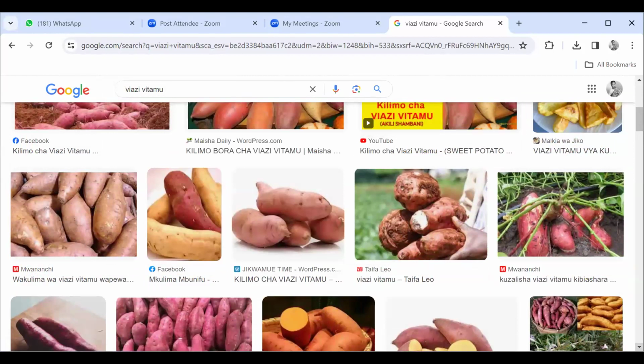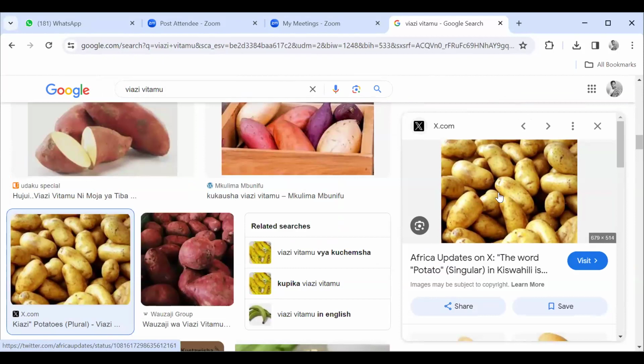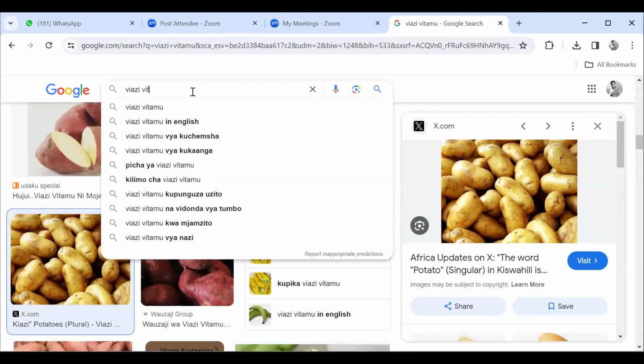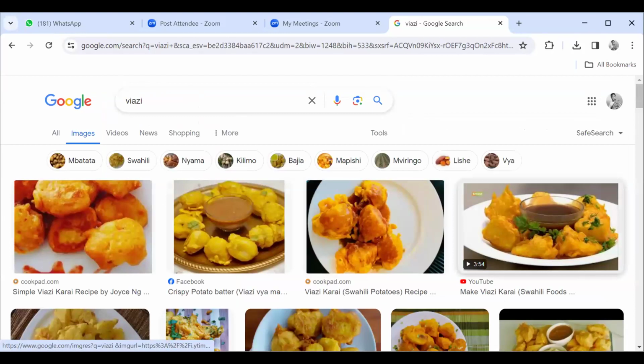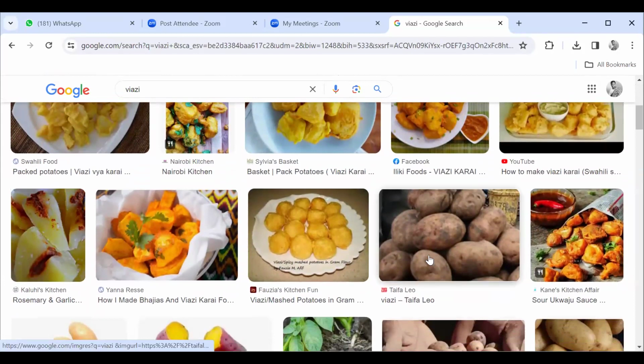You see, they are all over in various varieties. But this one is not viazi vitamu. This is the other viazi you're talking about, the Irish potato. It's still called viazi, same as the sweet potato, but it's not viazi vitamu. It's just viazi. This one is called viazi. Viazi is a potato, but viazi vitamu is a sweet potato.